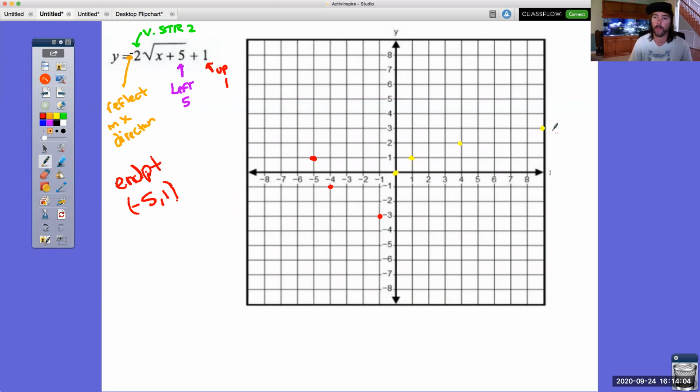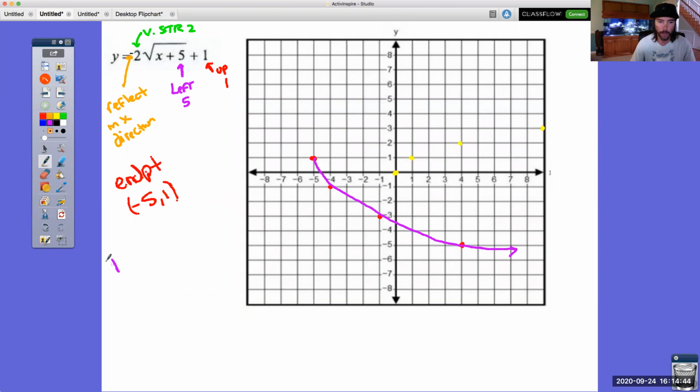Last point. 3, 3, flip it. If it's 3 above, flip it 3 below. Instead of 3 below, stretch it twice as far. Instead of 3 below, 6 below. Flipped, stretch. Left 1, left 2, left 3, left 4, left 5, up 1. Connect your points. This function is going downhill because I flipped it upside down. So the end point didn't do any flipping. All the other points did.